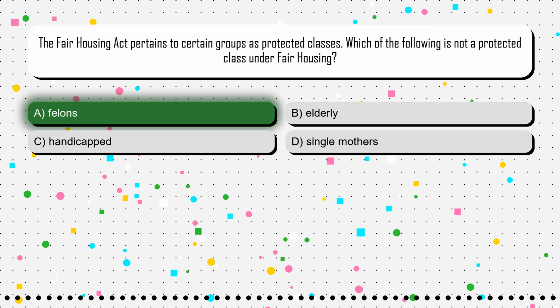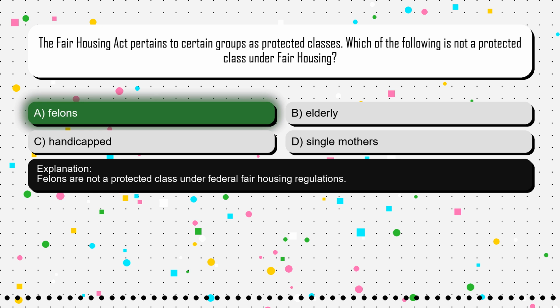The correct answer is option A, felons. Felons are not a protected class under federal fair housing regulations.